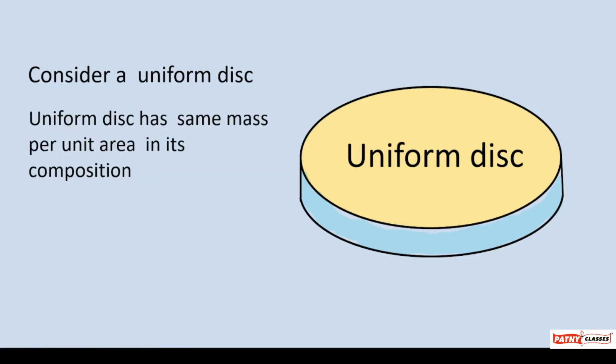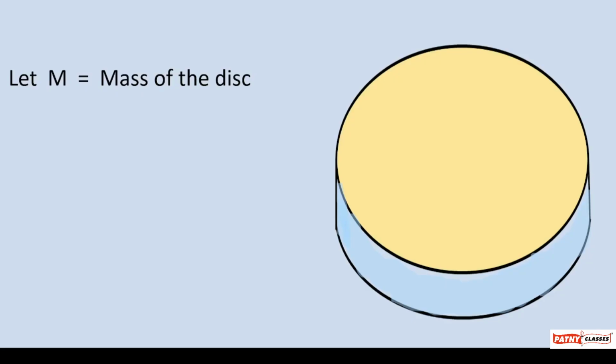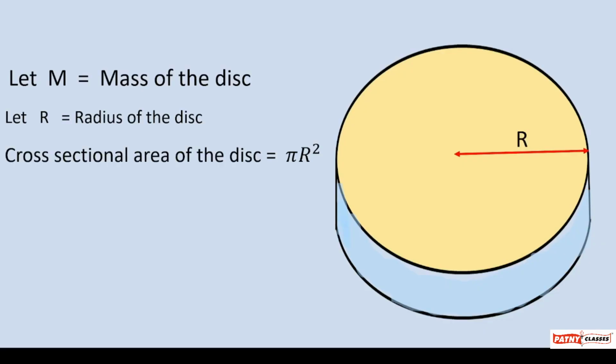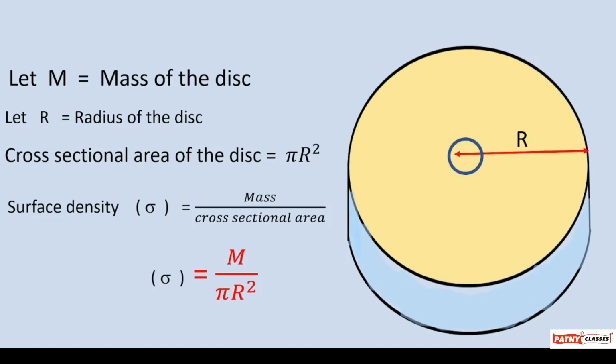A uniform disc has the same mass per unit area in its composition. It has negligible thickness compared to its diameter. Let m equal the mass of the disc, r equal the radius of the disc. The cross-sectional area of the disc equals pi r square. Then surface density equals mass upon cross-sectional area, equals m upon pi r square.